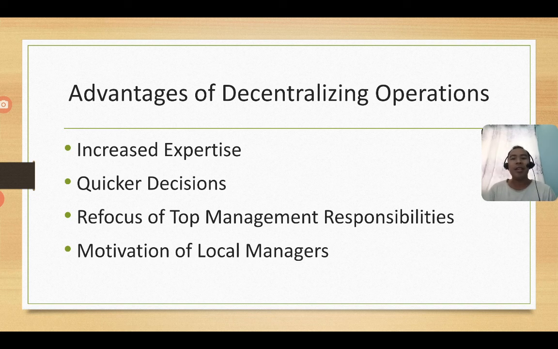And also there will be quicker decisions. By having increased expertise and decision-making authority, local managers are able to make decisions quickly. So since local managers are more expert in their assigned division, there could be quicker decisions. And of course, refocus of top management responsibilities. The top management responsibilities will be to cater to company-wide issues, since for those specific issues, there are local managers who will be assigned to those. And then the top management will be refocused on addressing the company-wide issues or responsibilities.